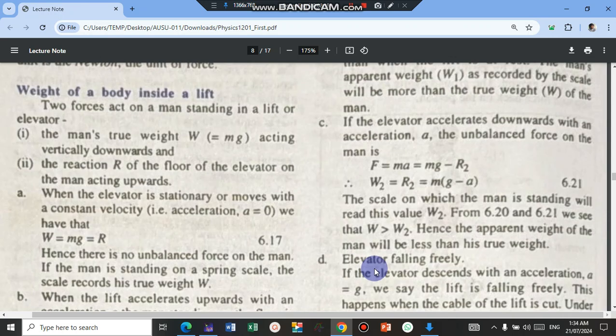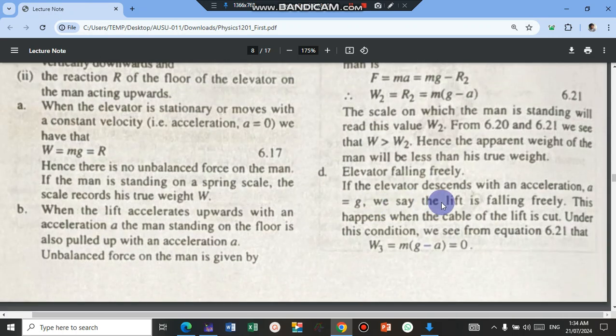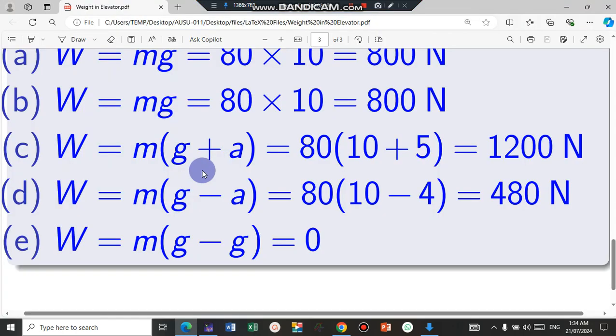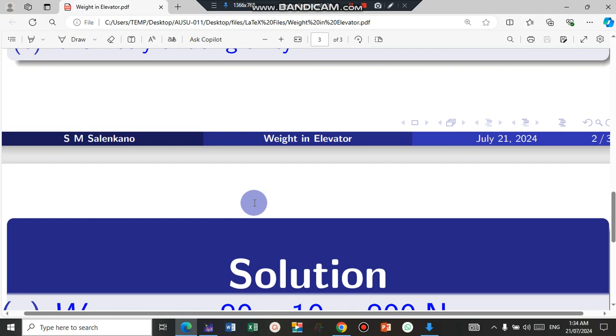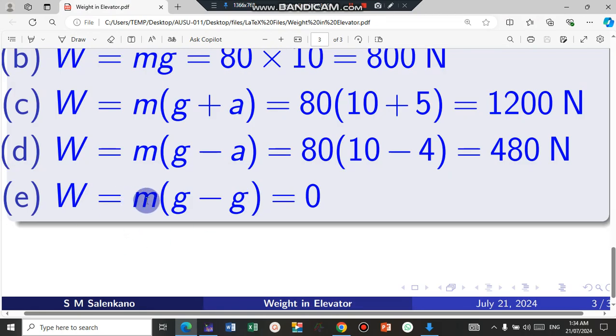Finally, when the elevator is falling freely under gravity, a equals g here. So again, look at this one. Falls freely under gravity, that's the last one, E. Your weight is equal to m into g minus a. But my a is also g, so it should be g minus g. G minus g will be 0, and 0 times mass will be 0, so my weight will be 0.